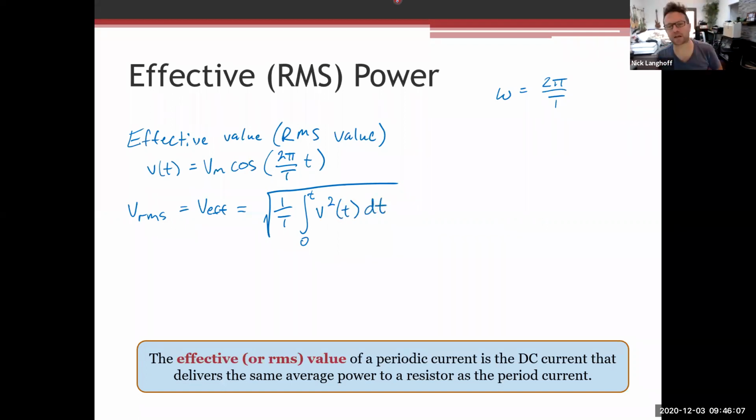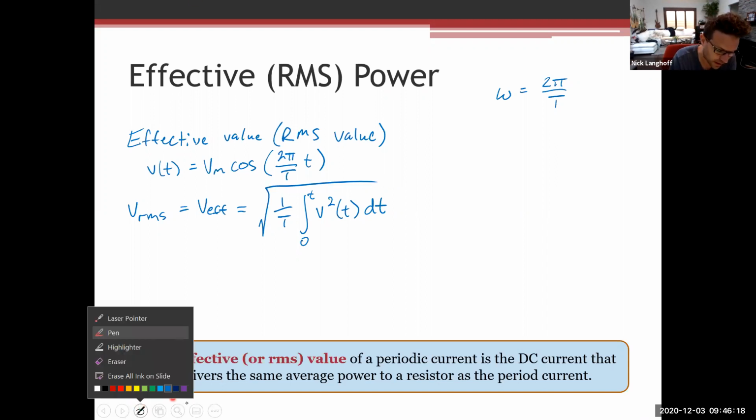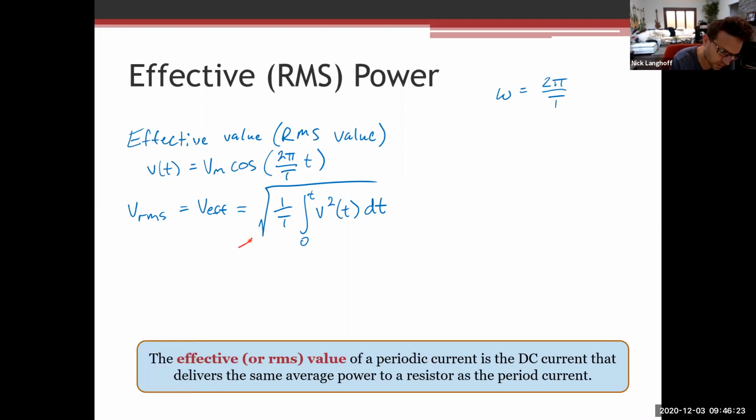Now this is true for any signal, by the way. It doesn't have to be the sinusoid that we're looking at. Take any signal, square it, take the average, right? 1 over T times the integral of a signal over time is the average or mean, and then take the square root. So that's what it means to be the RMS value.